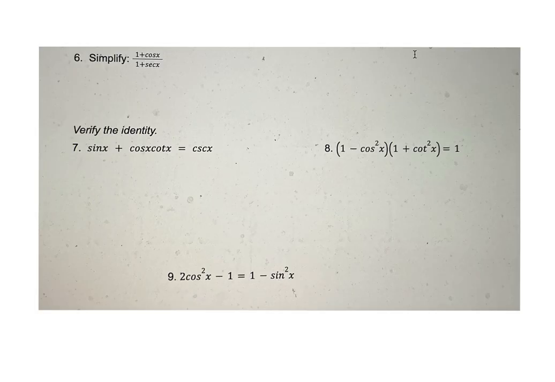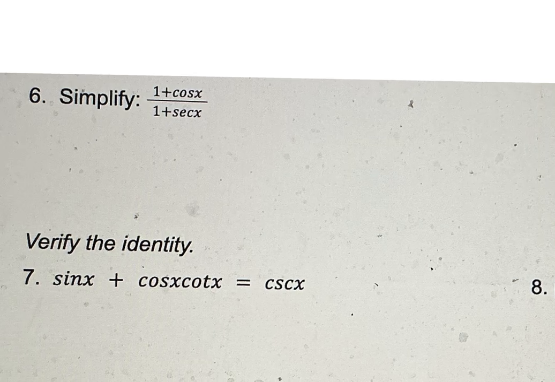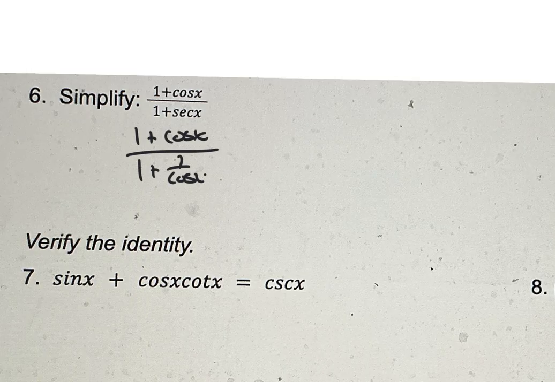Simplify. Remember what we talked about this week? When we simplify, we're just going to change everything to sines and cosines and go from there. So I have 1 plus cosine, and in my denominator, I have 1 plus 1 over cosine. Now here we are, we have a fraction inside a fraction. Every time we see that, what we've started doing is multiplying by whatever the denominator of the small fraction is, the cosine x. I multiplied every term by cosine. If you need to write it by every term, write it by every term.